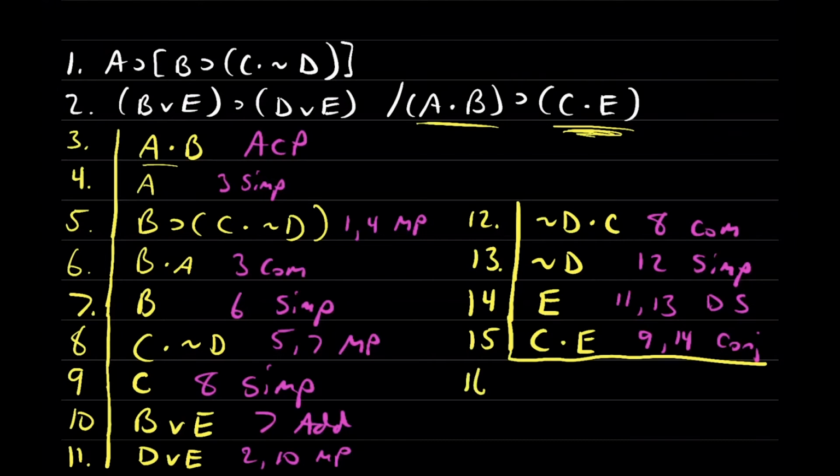Line 16 will be back outside the scope of any indented line. It's a non-indented line. And we will have shown now that if A and B are true, then we can get C and E. And that's going to follow.